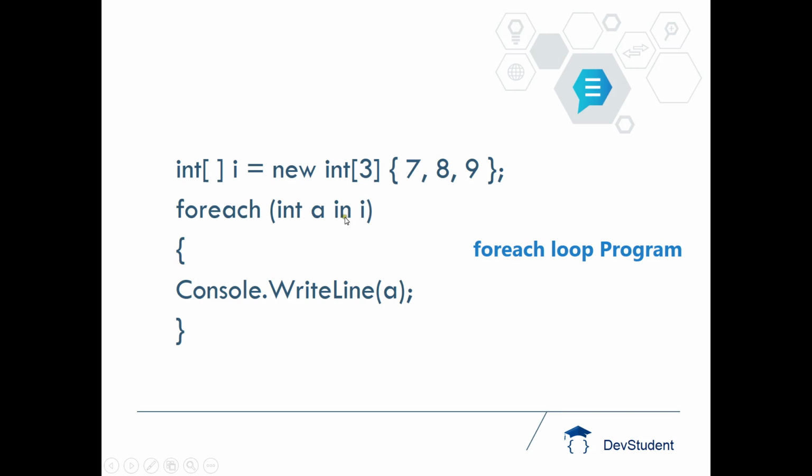foreach (int a in I), where in is a keyword, I is the array, and I contains 3 values: 7, 8, 9. Every time the loop is repeated, 7 is placed into a and it will be printed, because Console.WriteLine(a) is the statement. Second time it will bring up 8 from the collection and place it into a, so 8 will be printed. Next time 9 will be printed. After that the loop will not be repeated because it is repeated based on the elements present inside the collection. The array contains 3 elements, so it will be repeated 3 times automatically. After that it will come out of the loop.